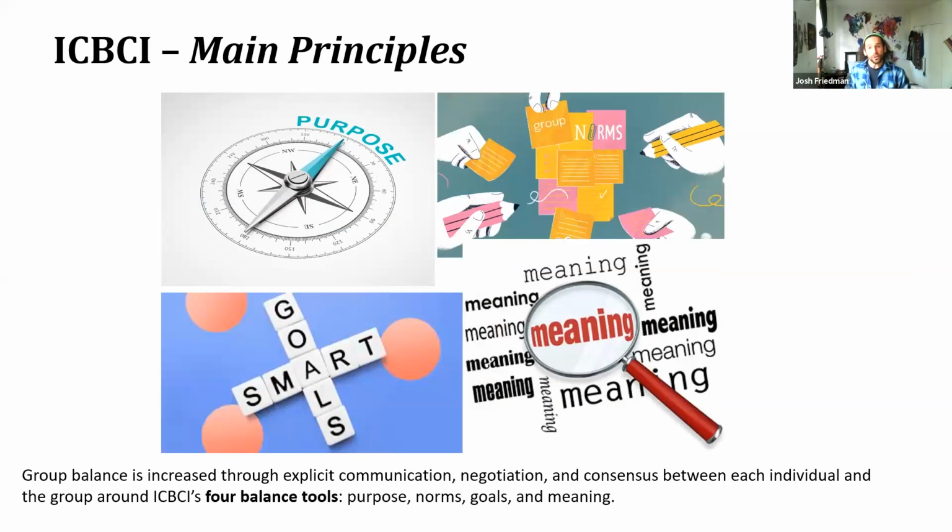What ICVCI argues, and we're going to touch on these 4 balance tools throughout this entire presentation, is that we can increase that group balance through explicit communication, negotiation, and, very importantly, consensus between each individual and the group around ICVCI's 4 balance tools. They are called purpose, norms, goals, and meaning. You may have seen these things before, heard of them in different ways. ICVCI attempts to capture them all at once and make it a coherent process that you can plan for and facilitate through.